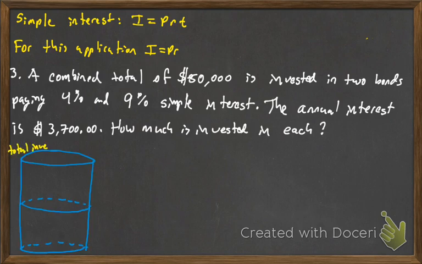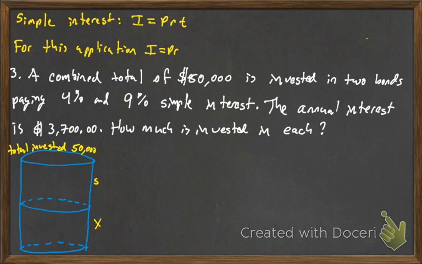Okay. So it says a combined total of $50,000 is invested in 2 bonds paying 4% and 9% simple interest. The annual interest is $3,700. How much is invested in each? Okay, and so what we have is $50,000 to invest into 2 accounts, and so our total invested is $50,000. One of them will be X.